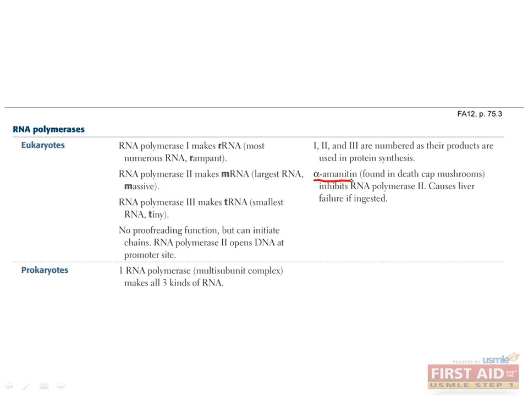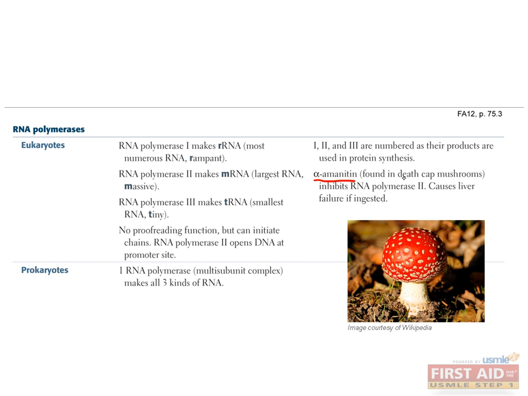I also want to mention this toxin called alpha-amanitin, which is found in death cap mushrooms. It inhibits RNA polymerase type 2, which most notably causes liver failure.